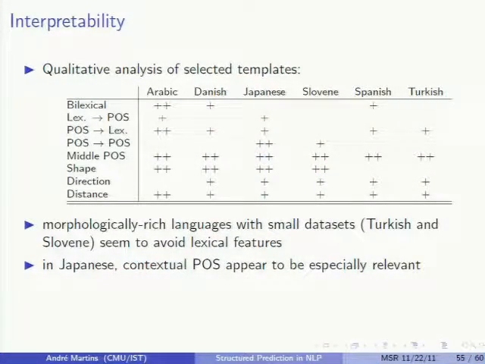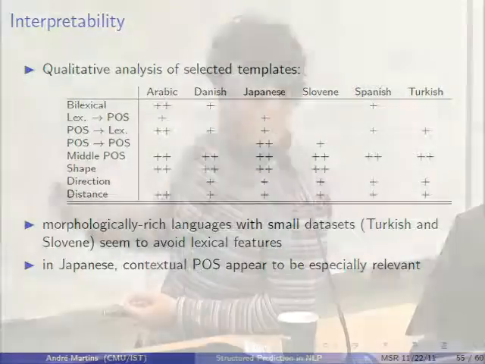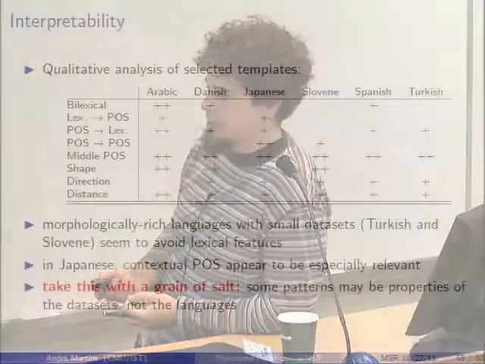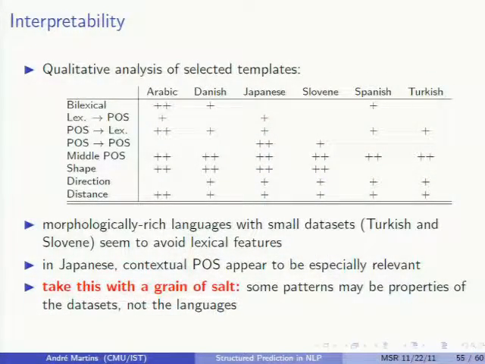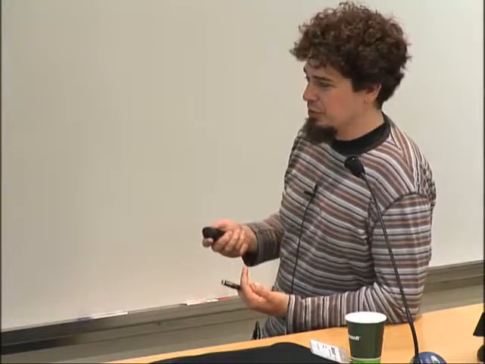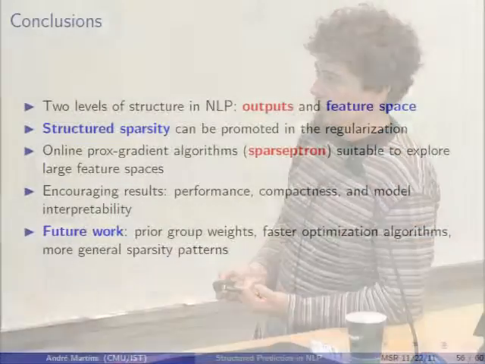There are some claims that you could make about interpretability, looking at the different languages where we apply this, but you should be a little skeptical because it may happen that some patterns that we are identifying are properties of the data sets and not the languages. Essentially, for languages that have a rich morphology and small data sets, this seems to avoid using lexical features, which makes sense because in this case there is a danger of overfitting. So in some sense, this seems to avoid overfitting.